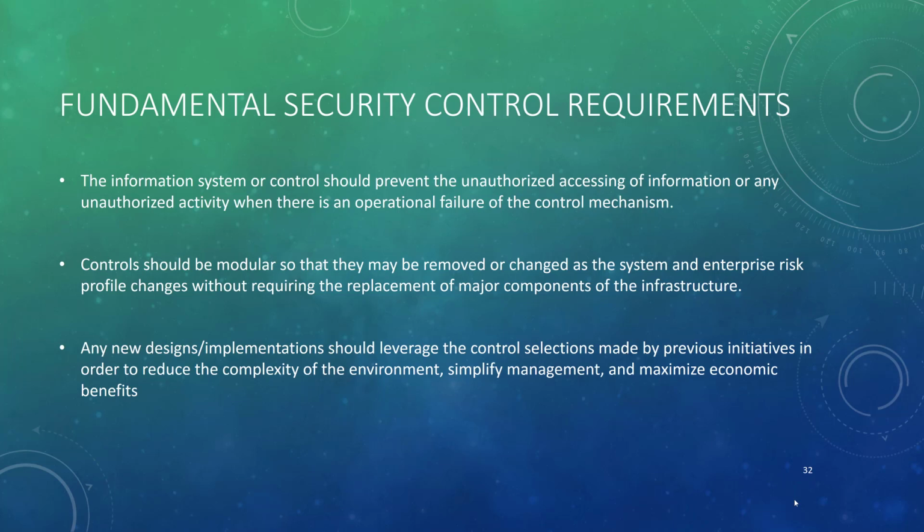As we look at some of the fundamental controls, so we've moved from composite to recommended controls, and now we're looking at fundamental controls. You want to make sure that you don't have unauthorized access to information, and definitely not so when there is an operational failure of one of your control mechanisms. You want that kind of separation so that you can add and remove controls and do so without requiring the replacement of major components. You want those controls to be orthogonal.